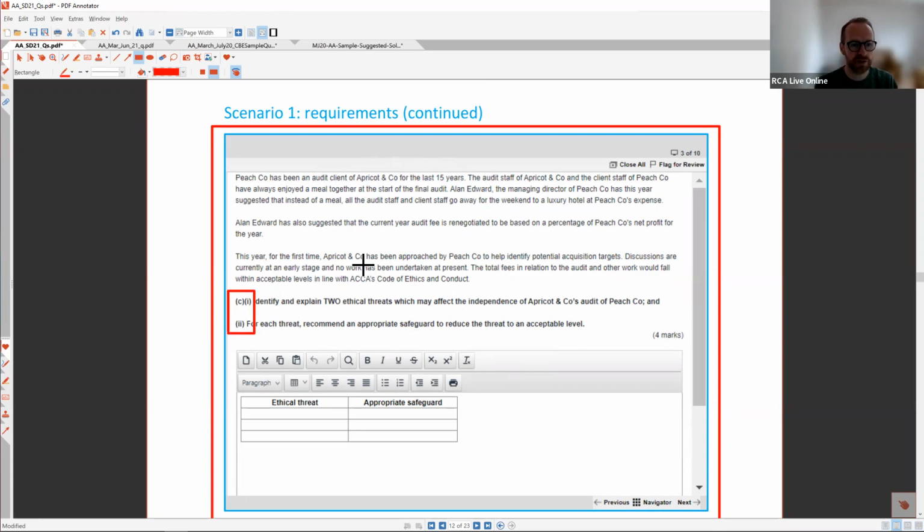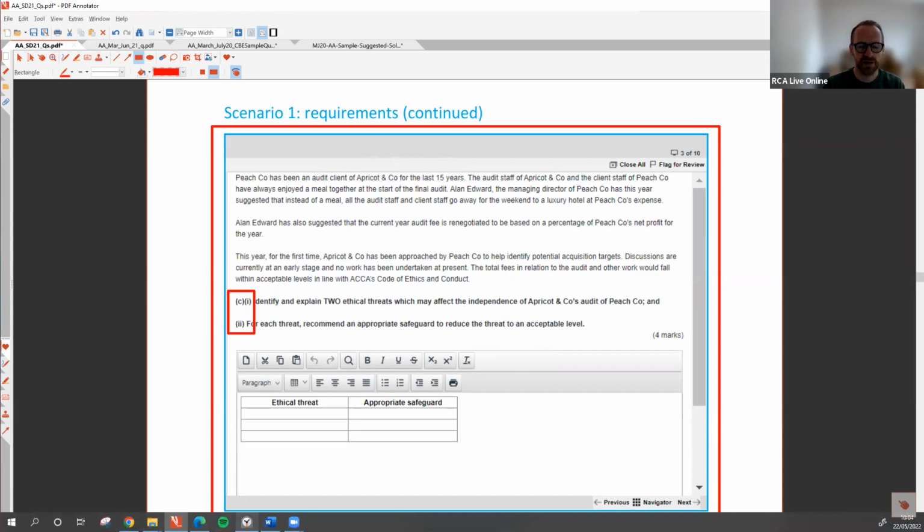Just have a read through it and look at the details. They want 2 ethical threats and an appropriate safeguard. It's only 4 marks, so I'm not going to give you loads of time. I'll give you 5 minutes. Have a go, jot them down, see what you come up with.